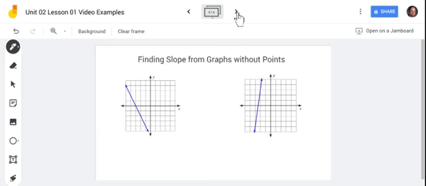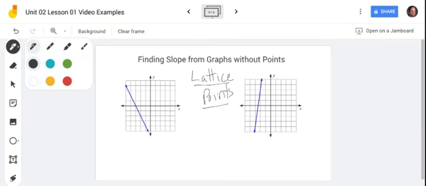Now the other situation you can see with graphs is, what if you don't have the dots? Well, this is where you have to be very careful. In the background on a graph, you see grid lines, and those grid lines intersect at what are known as lattice points. Those are nice, neat, and easy to count. You can only look at lattice points, nowhere else. Do not look in between lines.